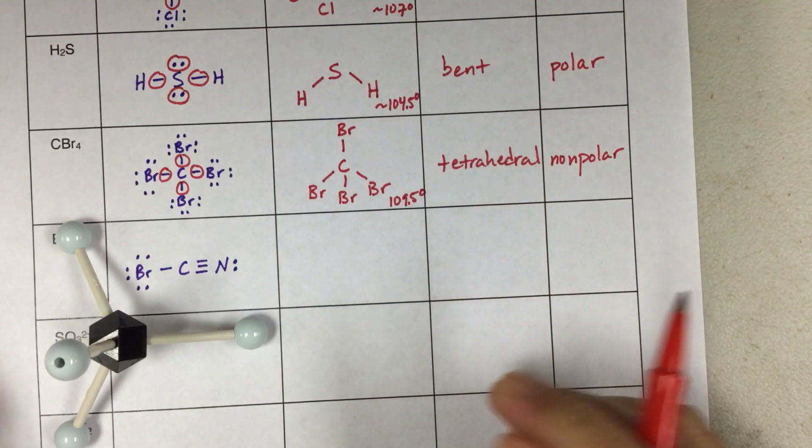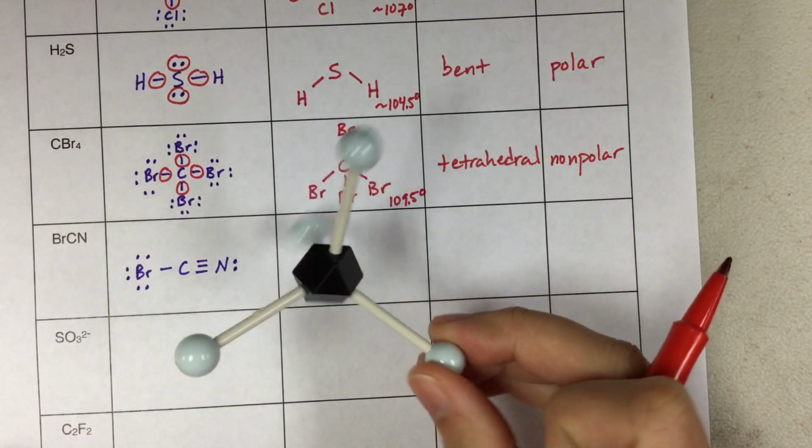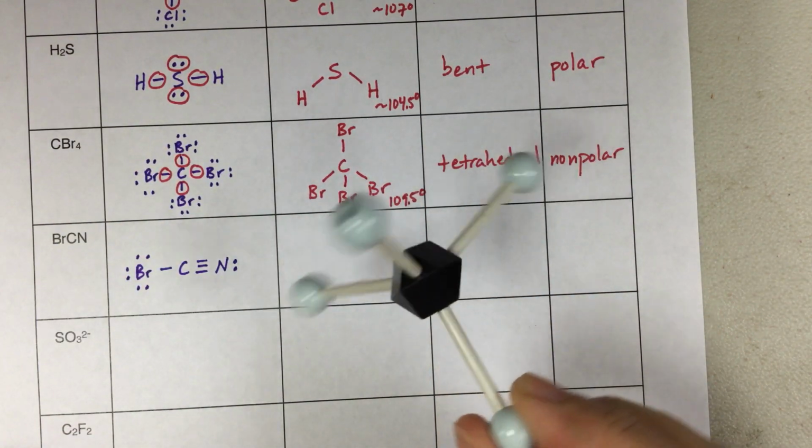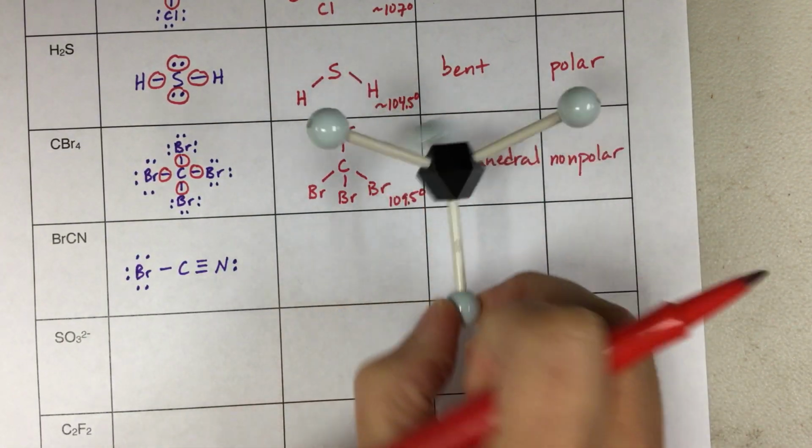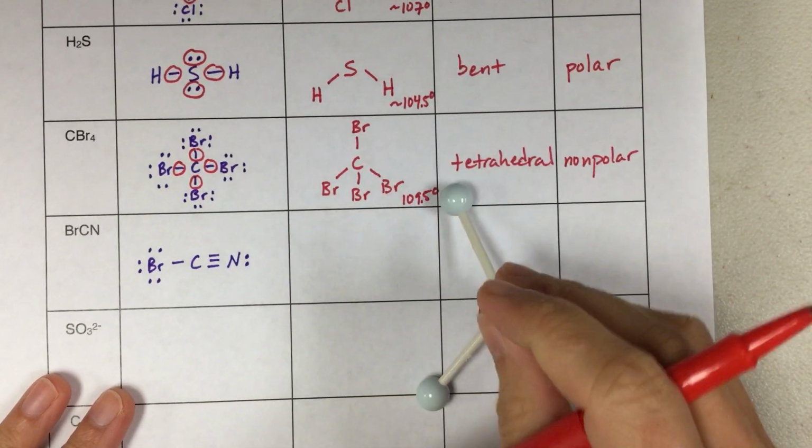So nonpolar means it's totally symmetrical, very even, very balanced, and we can see that if we look at the model. All sides are the same. You could put this any way and it looks exactly the same. Okay.